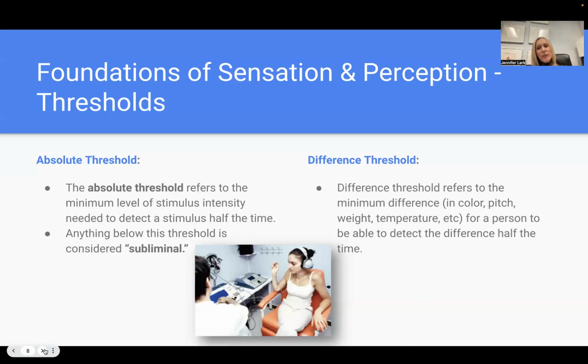Okay, a difference threshold is the minimum difference that occurs in the amount of a stimulus in order for me to be able to detect that a change occurred. So for example, we'll do another sound example since those have been the ones I've been giving you so far. I always go to bed at night earlier than my husband. I'm super tired. I want to go to sleep.